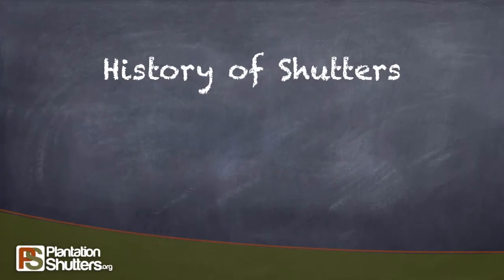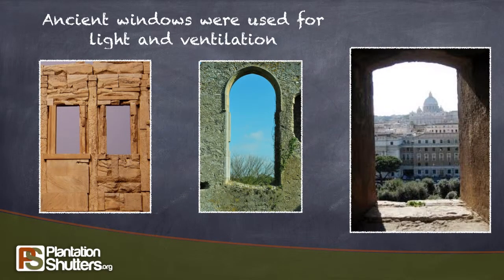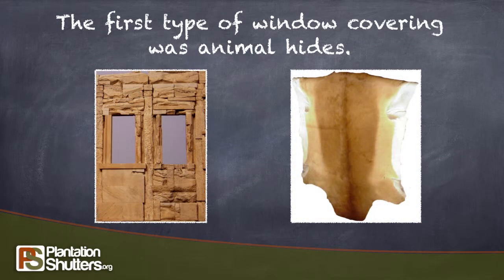History of shutters. Ancient windows were used for light and ventilation. The first type of window covering was animal hides.